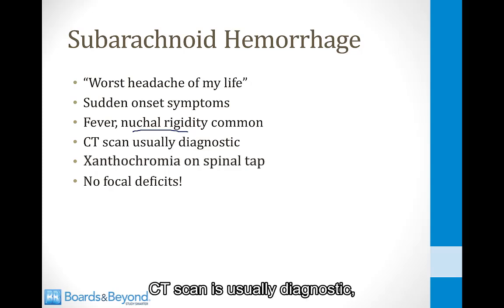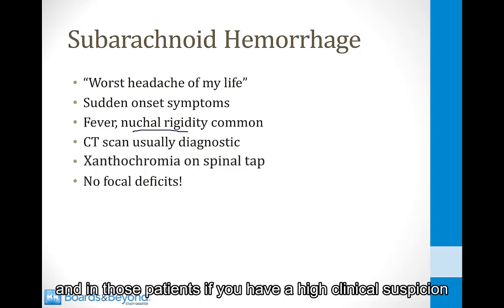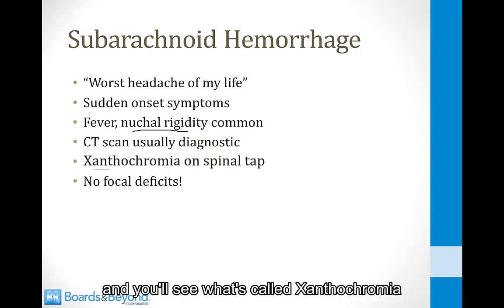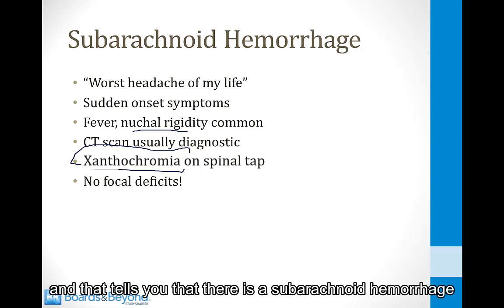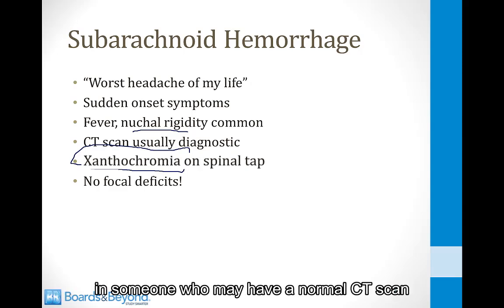CT scan is usually diagnostic, but there's a small proportion of patients who have a normal CT scan. In those patients, if you have a high clinical suspicion, you can do a spinal tap. You'll see what's called xanthochromia, and this is a yellowish discoloration of the cerebrospinal fluid, and that tells you that there is a subarachnoid hemorrhage in someone who may have a normal CT scan.